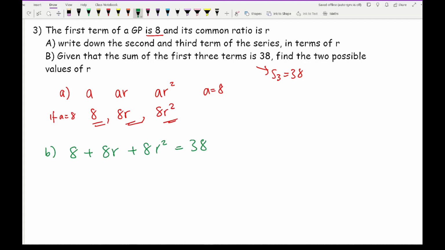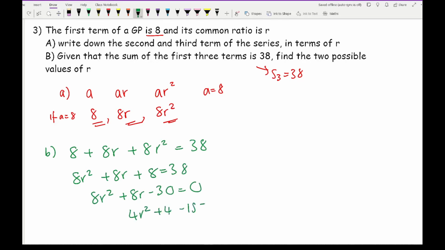So from this, I can notice that it resembles a quadratic, so let's write this as 8r squared plus 8r plus 8 equals 38. Take the 38 over to the other side, so I've got 8r squared plus 8r minus 30 equals 0, or 4r squared plus 4r minus 15 equals 0. Now from this, what I need to do is solve this for r, in which I can either use my calculator or I can use factorising, whichever floats your boat. So I get 8r, I think it's going to be plus, or it's going to be minus 3.